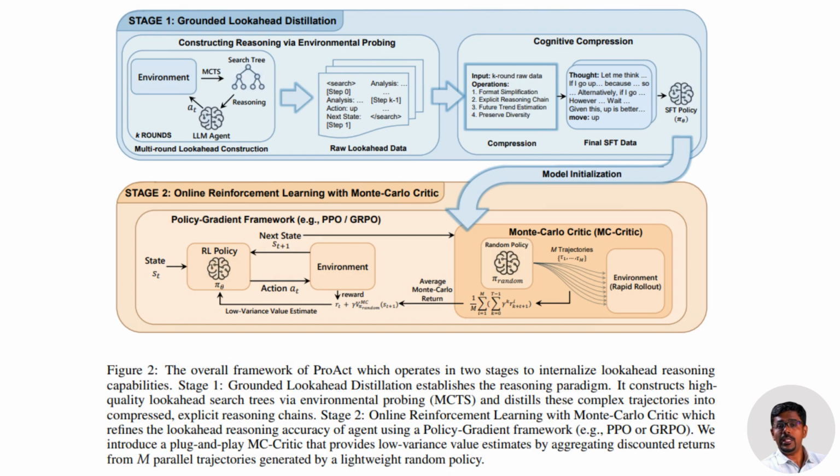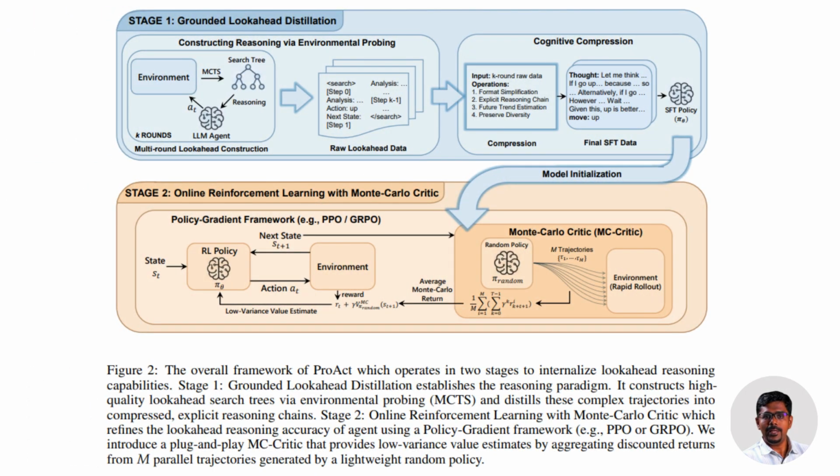So the authors ask a bold question: what if we don't let the model imagine the future? What if we show it the real future and then teach it the pattern of good look ahead? That's ProAct, a two-stage framework that internalizes foresight without expensive search at inference time. Stage 1 teaches how to think ahead. Stage 2 teaches how valuable those thoughts are.